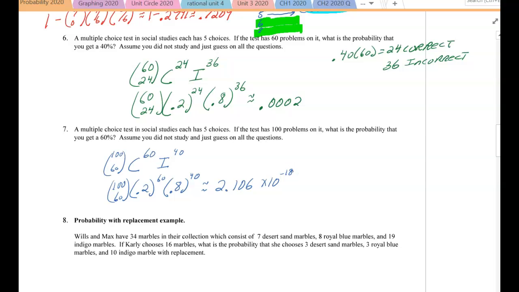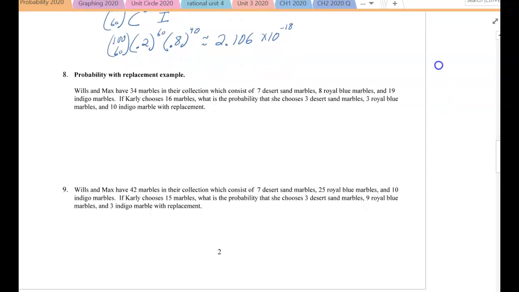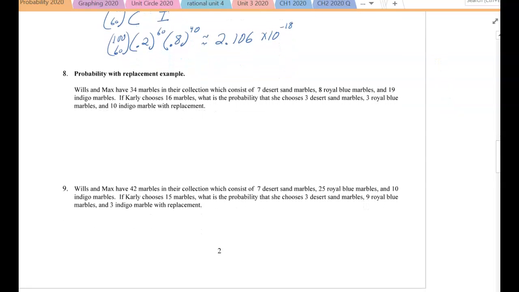Now the real question is, what's the probability that you get a passing grade? And that's a little more complicated. You can learn that in statistics, but if you didn't study, the chances of getting a passing grade are relatively small if you do the mathematics. All right, the last 2 problems have a similar idea.